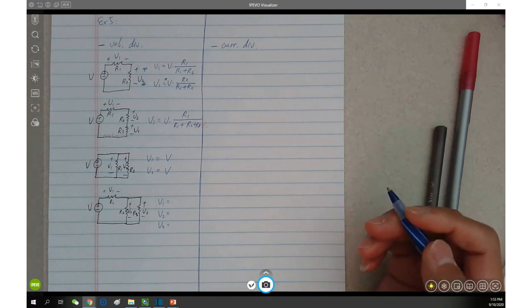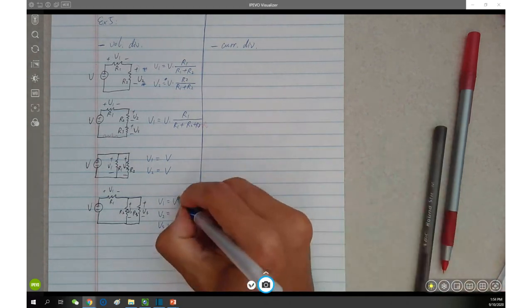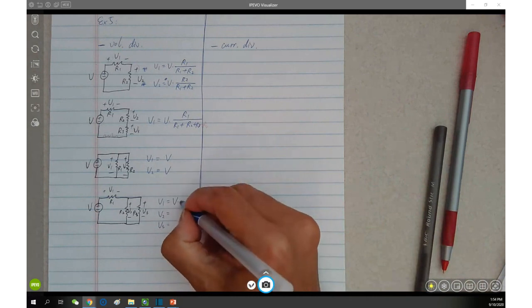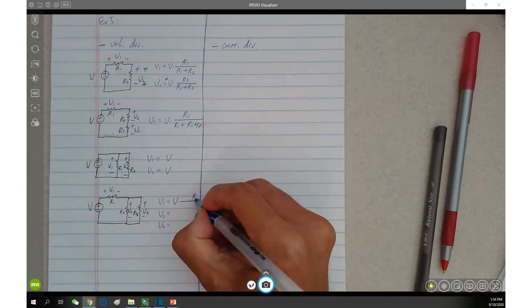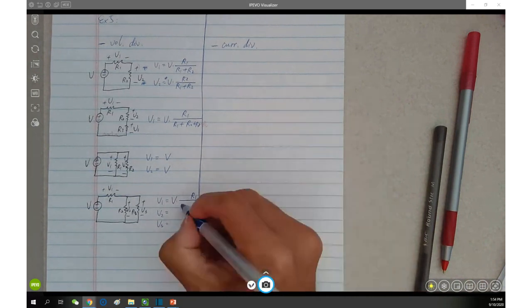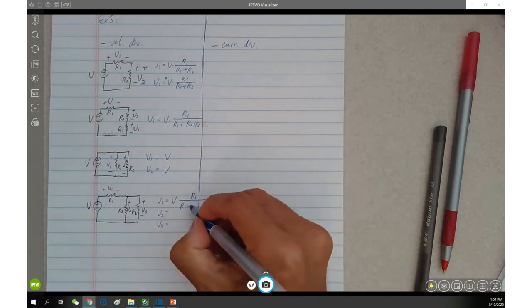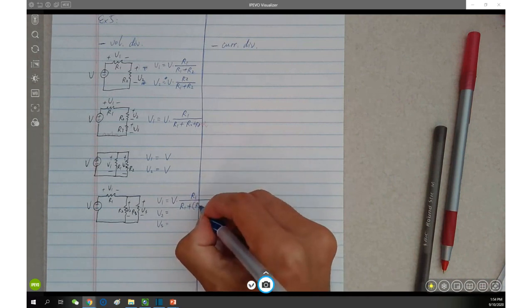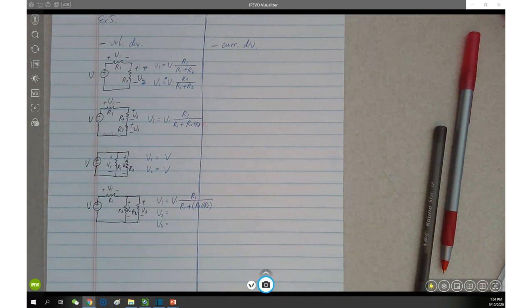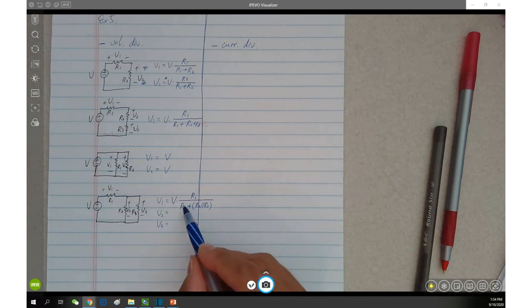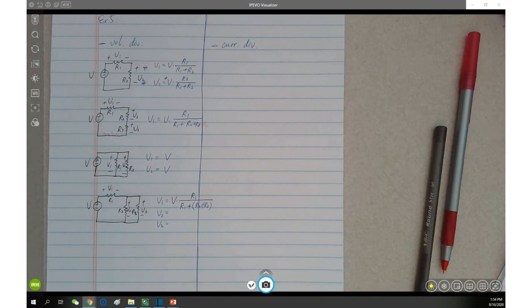So V1 equals to what? Total V times a ratio. Numerator is R1 itself. Denominator is R1 plus what? R2 parallel with R3. So you can tell you're going to calculate R2 parallel with R3 first, and then add onto R1 as the denominator. Okay.